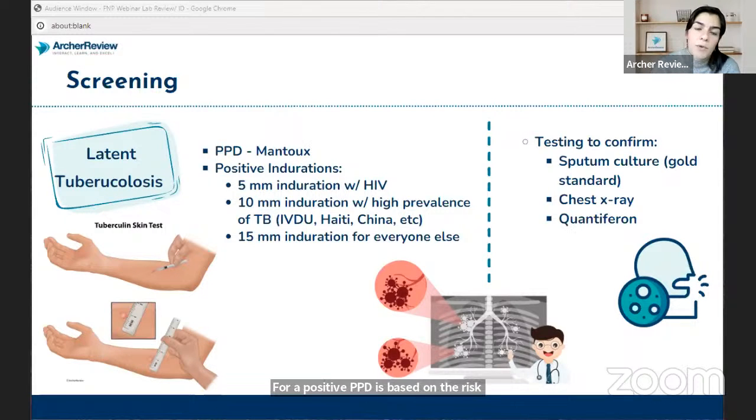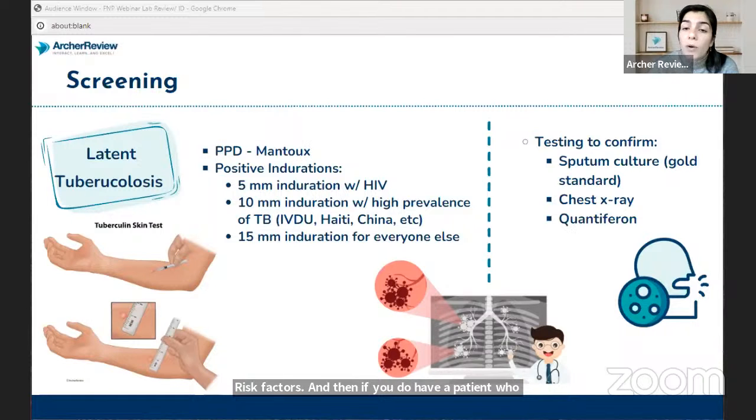So you can see that for someone with HIV, we have a pretty low threshold. For patients who are at higher risk, if they come from high-prevalence places or live in certain situations, the threshold is also a little bit lower. And for everybody else, if they don't really have a risk of having active or latent TB, the threshold is a little bit looser. So it really depends. There's a whole algorithm, and you can rule your patient in or out based on their risk factors.